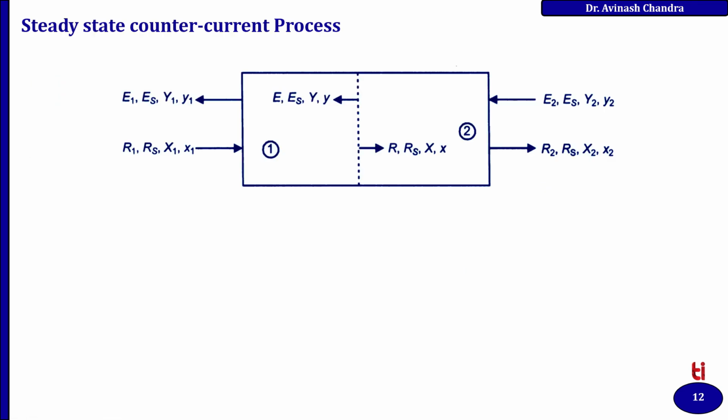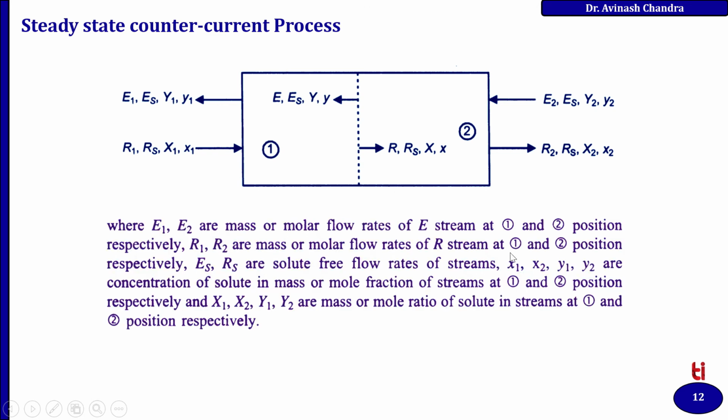So, steady state counter current processes. Similarly to the previous one, there will be streams E and R. So E is entering from this side, R is entering from this side. This is location one, this is location two. These are the variables. ES and RS are not participating in this particular system. So these are the notations for the E1, R1, the incoming and outgoing streams.